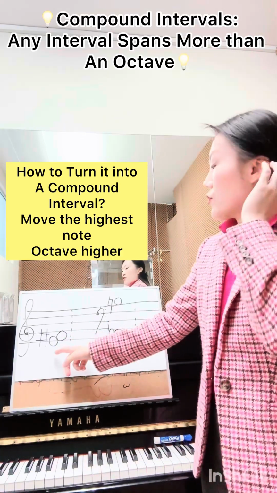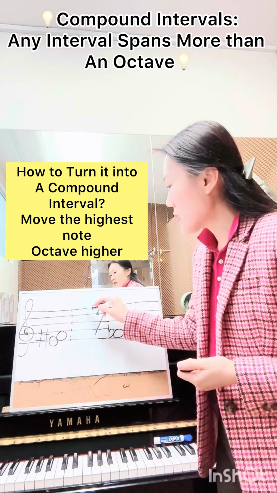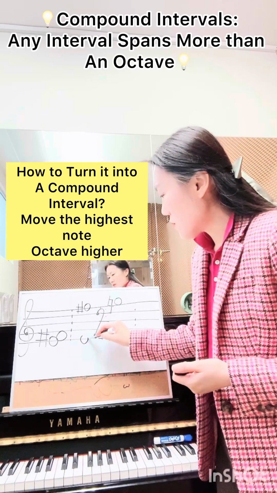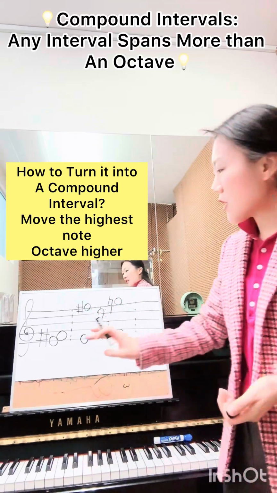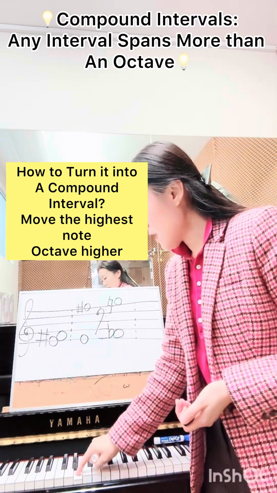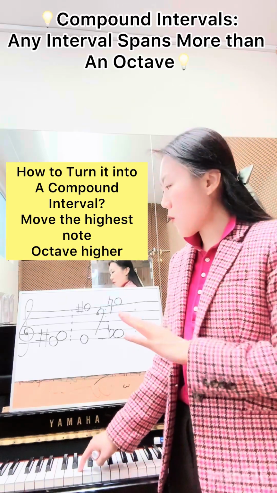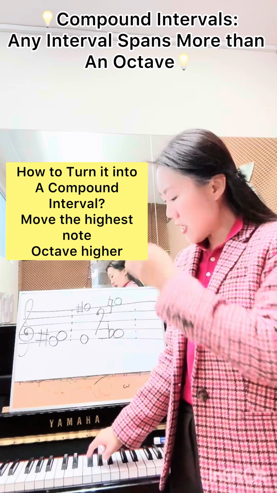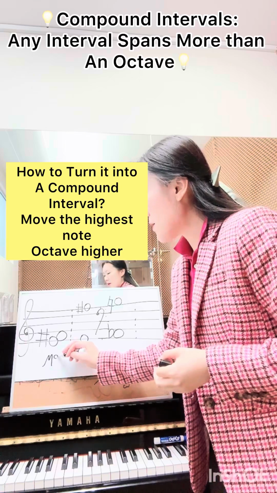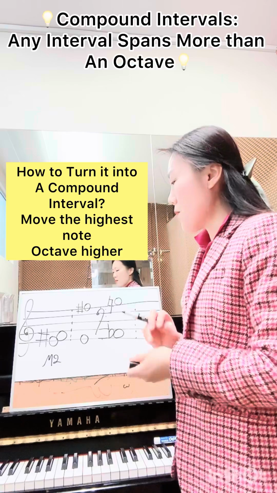When you are trying to turn it into a compound interval, you simply move the highest note an octave higher. The lowest note will stay the same. Let's identify the given interval first, which is E to F sharp. Is F sharp the second note of E major? Yes, because E major has four sharps, which are F, C, G, D. So F sharp is the second note of the E major scale, and the name of the given interval is a major second.